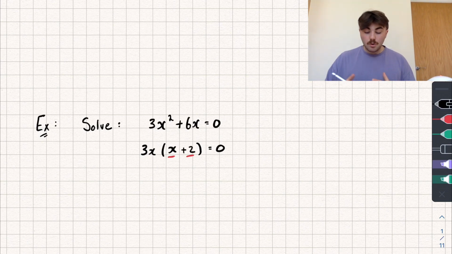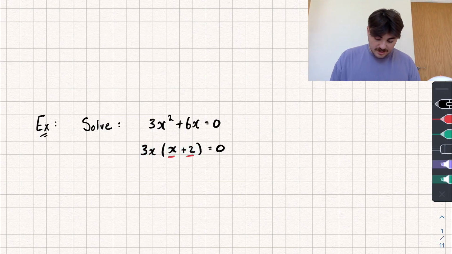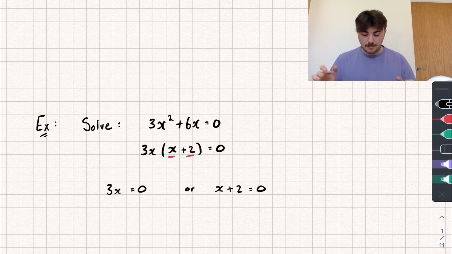So here's why it's important that one side of our equation is equal to 0. Because I've got one thing multiplied by something else equals 0, okay? And the only time that can happen is if one of them is equal to 0, because 0 multiplied by anything is 0, or they're both equal to 0, because 0 multiplied by 0 is also 0. And so because of that, we could say, well, 3x could be equal to 0, or our x plus 2 is equal to 0, okay? Or they're both equal to 0, it doesn't really matter.